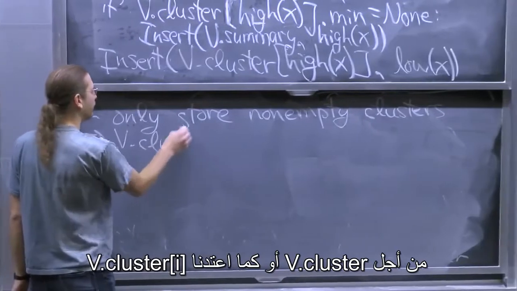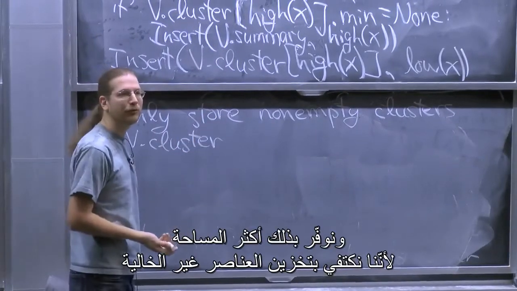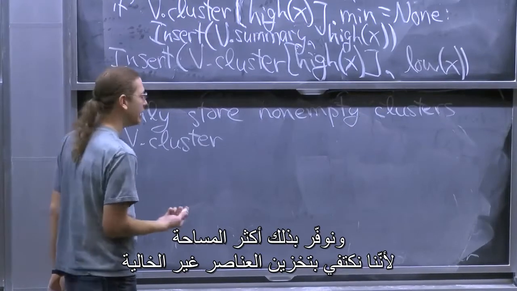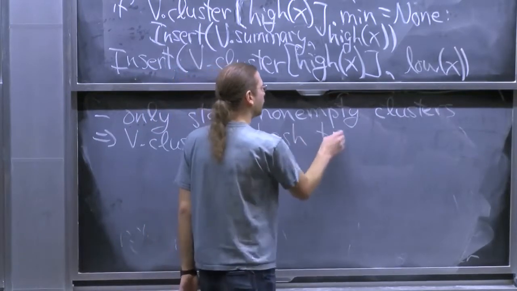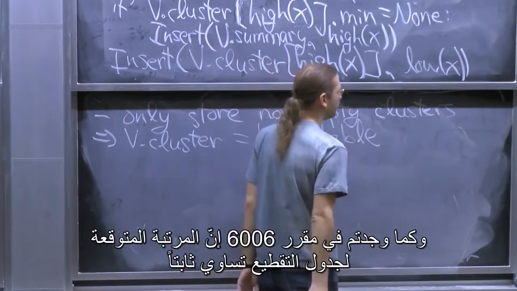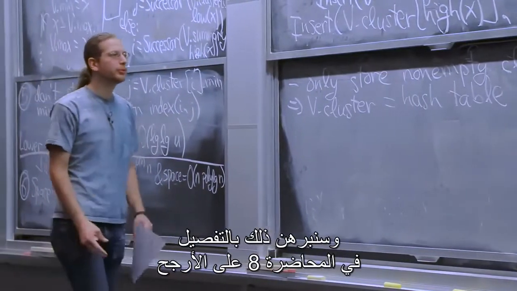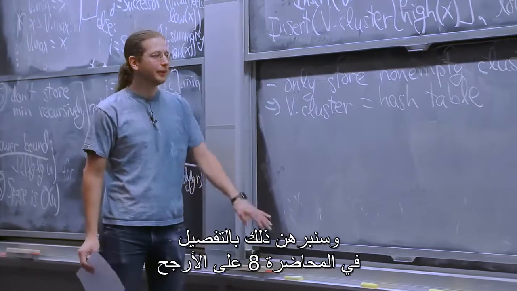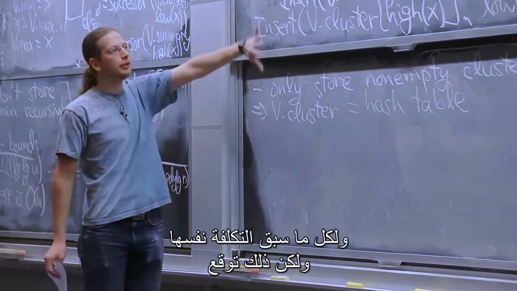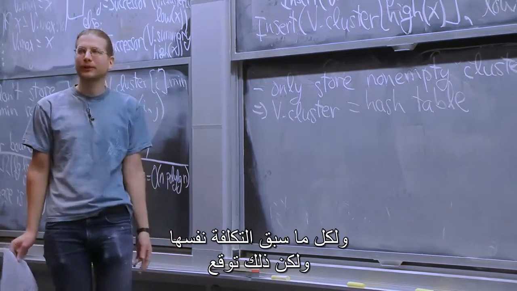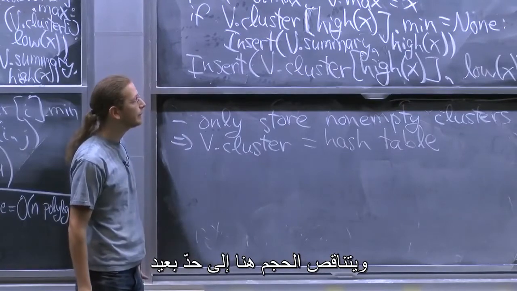v.cluster, we were always doing v.cluster of i. Just make that into a dictionary instead of an array. And you save most of the space. You only have to store the non-empty items. And you should know from 006 hash table is constant expected. We'll prove that formally in lecture 8, I think. But for now, take hashing as given. So this is basic. Everything we did before is essentially the same cost, but in expectation. No longer worst case. But now the space goes way down.